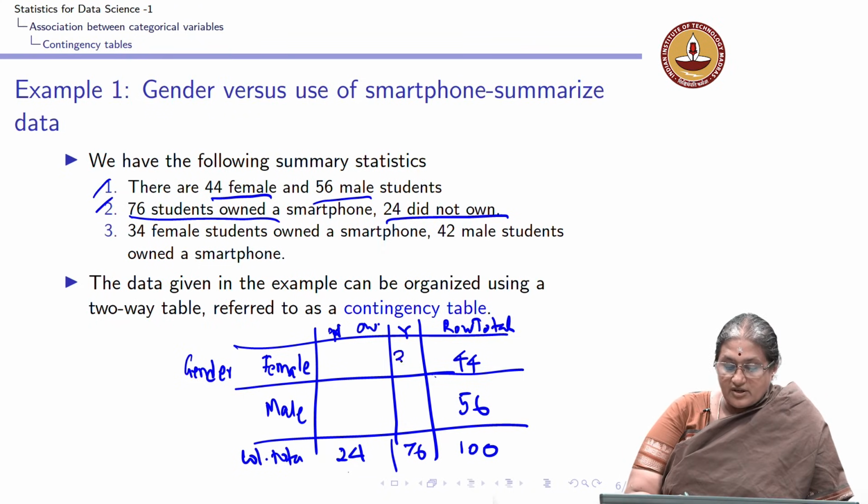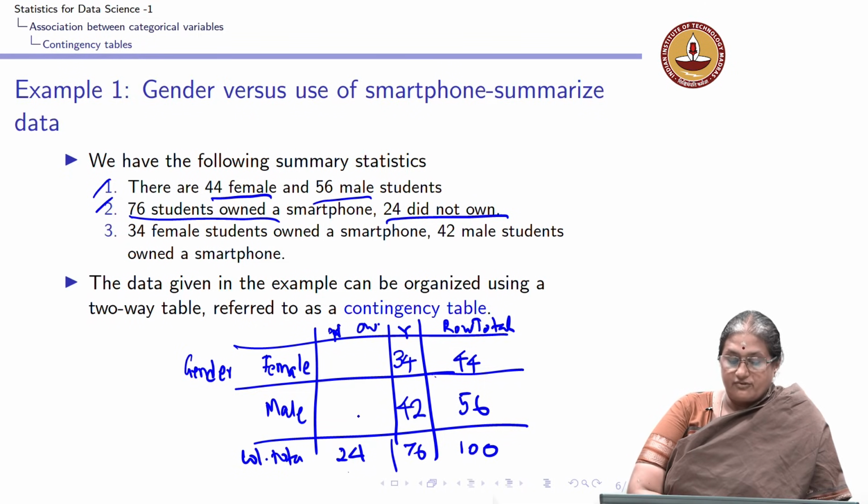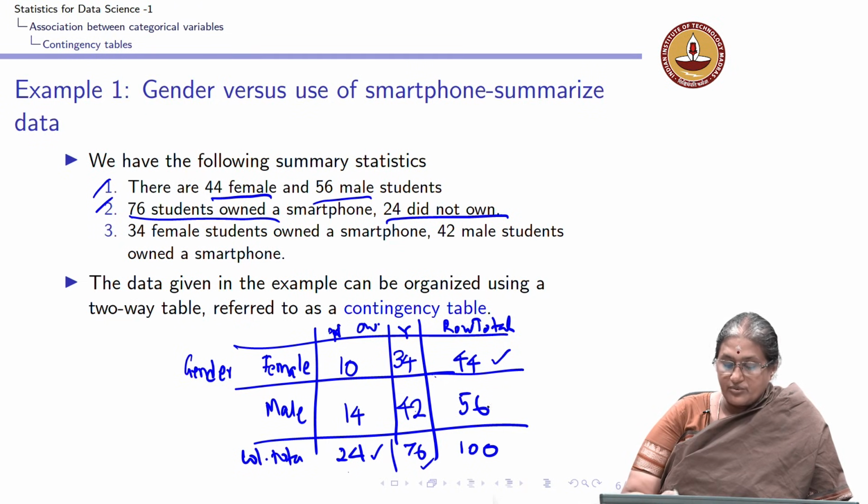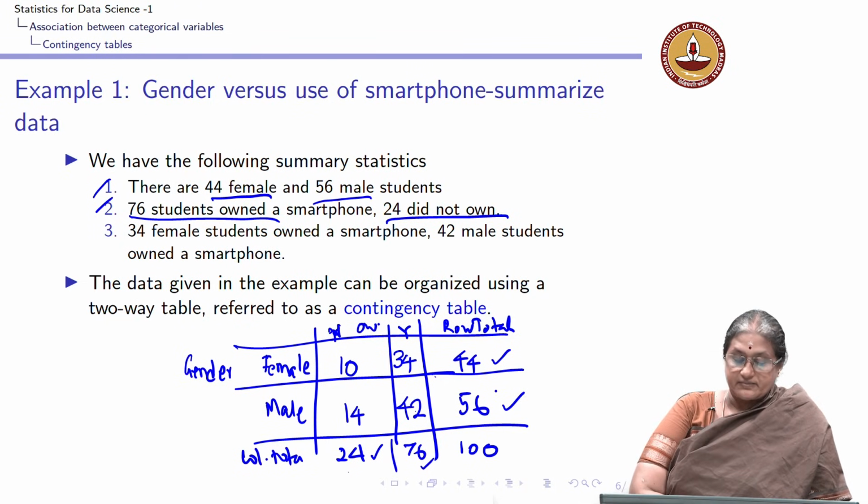Now further, this is what I have tabulated. This is 34 because 34 female students owned a smartphone. Similarly, 42 male students owned a smartphone. Now how many did not own? That is easy. 10, which is 44 minus 34, and here I have 14, which is 56 minus 42. We can see 10 plus 14 adds up to 24, 34 plus 42 adds up to 76, and we can also check that 10 plus 34 adds up to 44 and 14 plus 42 adds up to 56.